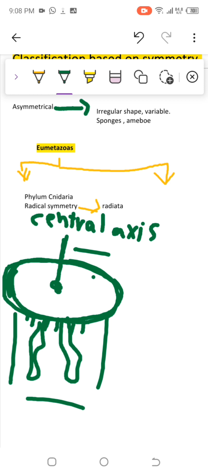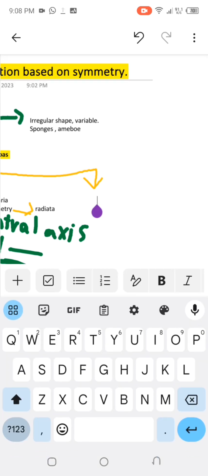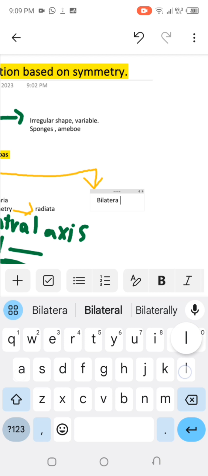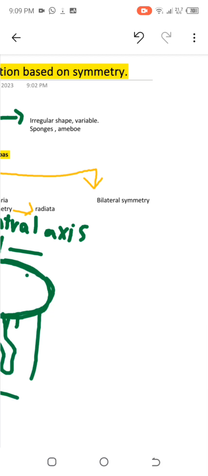After that, another group of eumetazoa is bilateral symmetry. Let me write here, another group is bilateral symmetry. Now, what actually is this group? A bilateral symmetry group has a dorsal top side and a ventral bottom side, and it also has a head and posterior tail, and it has right and left sides too.